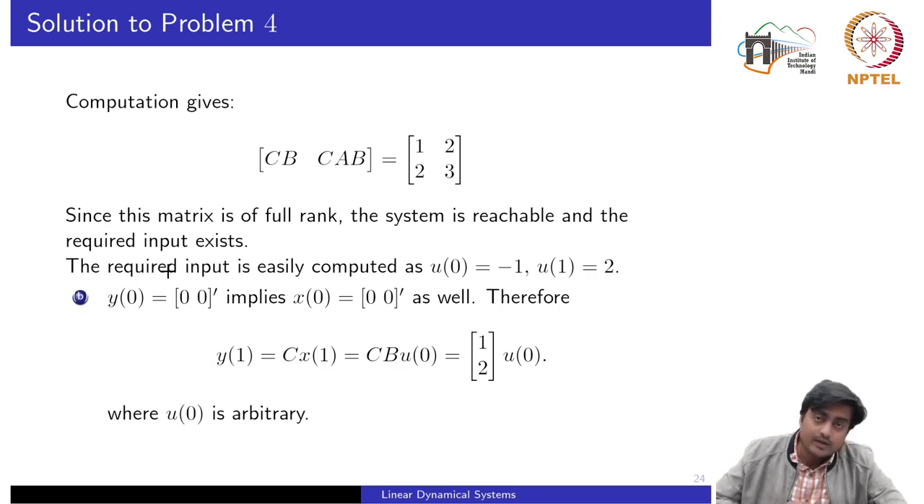Now in a similar way to what we had done for the previous problem, you can compute how many steps are required and what the control signals are which can take the origin to some non-zero state at some time t1. So the required input we have computed is u0 equal to -1 and u1 equal to 2, which would take you to the desired state.